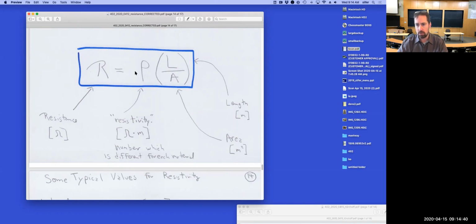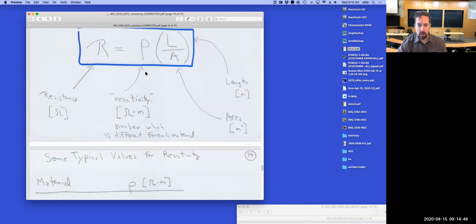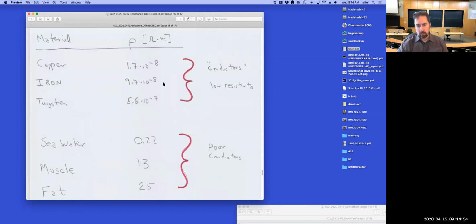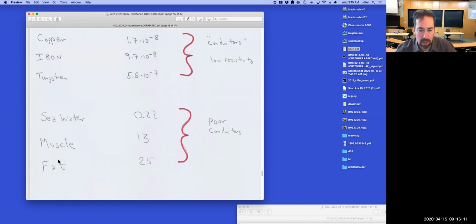Okay, it's easy to get these two confused. They have similar symbols, they have similar names, they have similar units. So it's worth taking a pause and convincing yourself that you know the difference between these two, so that it doesn't trip you up at some point. We saw that there are materials with low resistivity, which we call conductors. They don't have much resistance to the passage of charge. We have things that will allow charges to pass, but kind of grudgingly, and we call these poor conductors, things like seawater, mussel, fat, things like that.